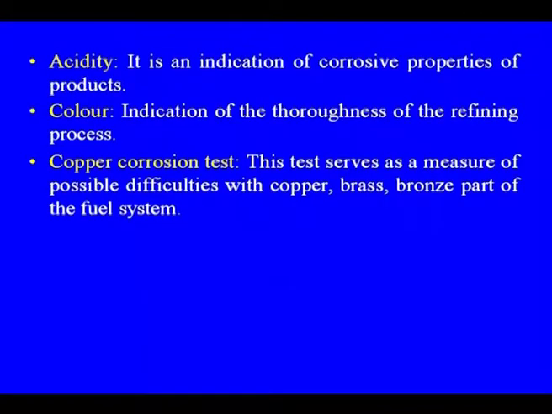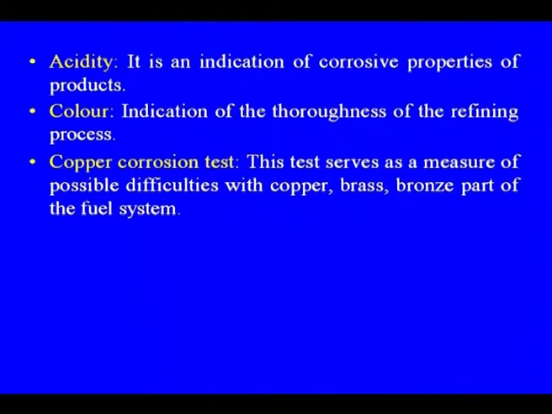Acidity: you see the corrosion problem, that is a serious problem in the refinery, especially in the distillation column, which we will be discussing, because of the presence of naphthenic acid. It is an indication, but in the products also, if you have higher acidity, then the chances of corrosion will be there, and so that has to be avoided. So, it is an indication of the corrosive properties of the product.